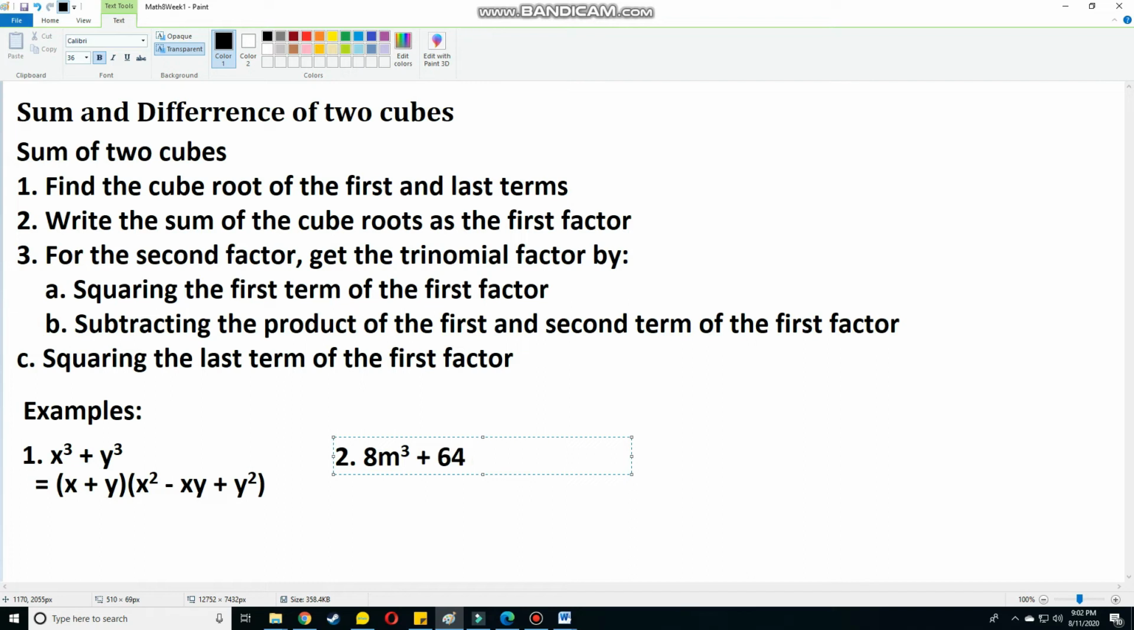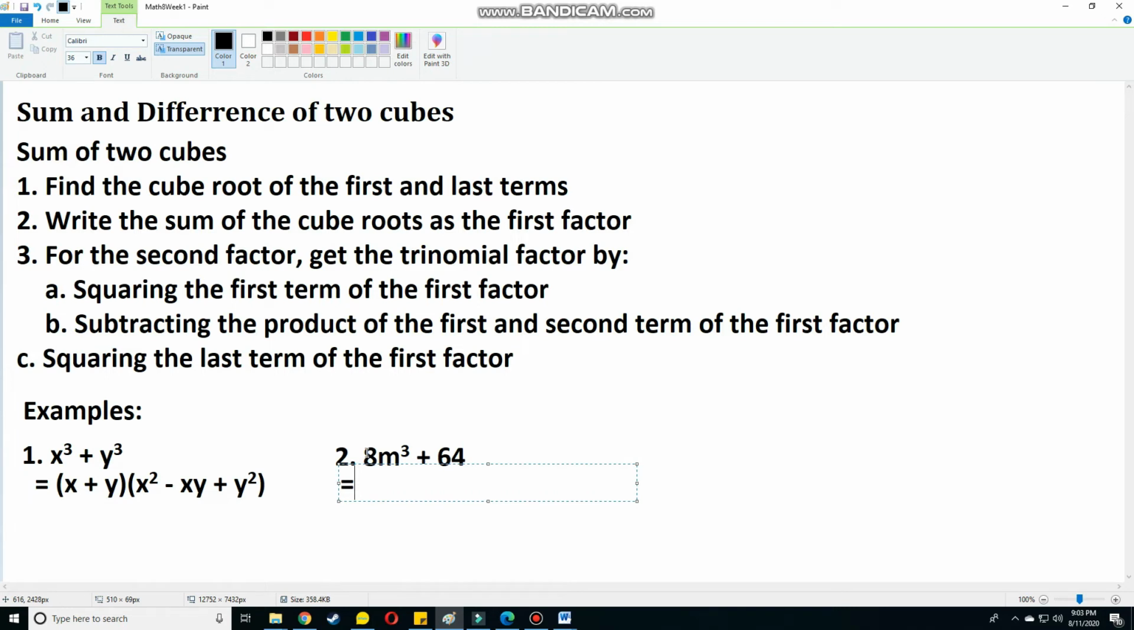Okay, 8m cubed plus 64. So this is our next example. So let us follow the steps for factoring this sum of two cubes. Okay, the first step, find the cube root of the first and last term.